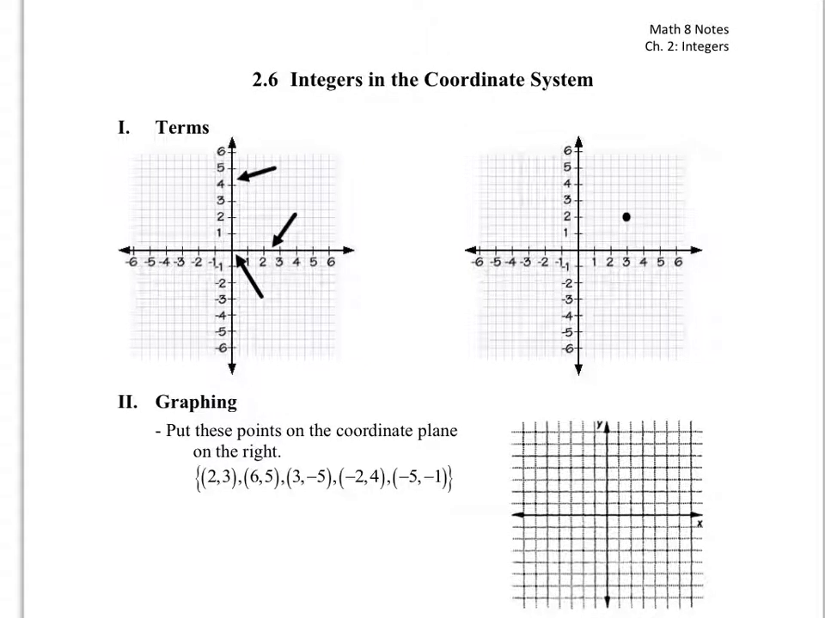2.6 integers in the coordinate system. I think you guys have done some of this before last year. I know it was at least in the 6th grade textbook. And yeah, so it should be a little bit of review.